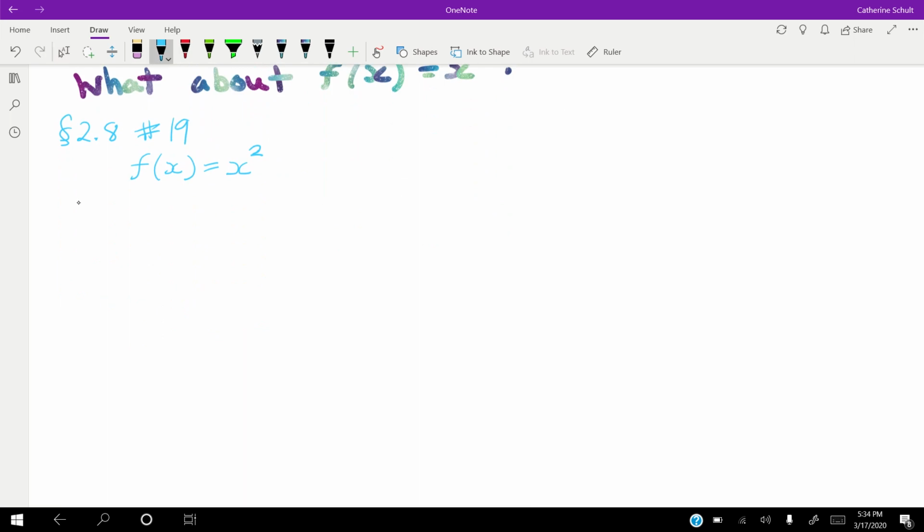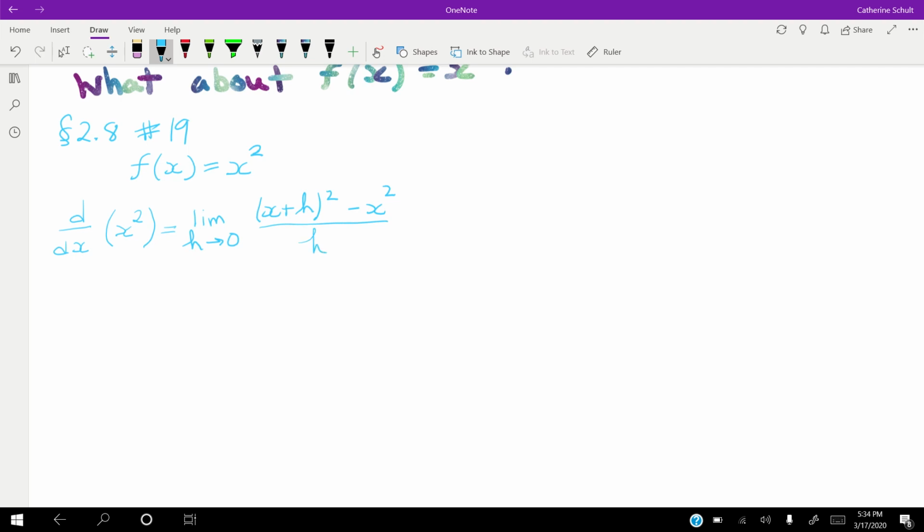Okay, so we're going to go old school. If we want to find this derivative, we have our limit definition. We're going to plug in x plus h first, and then subtract x squared, then divide by h.